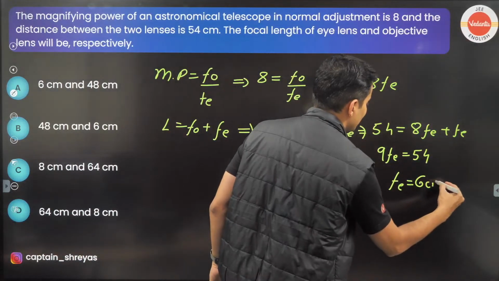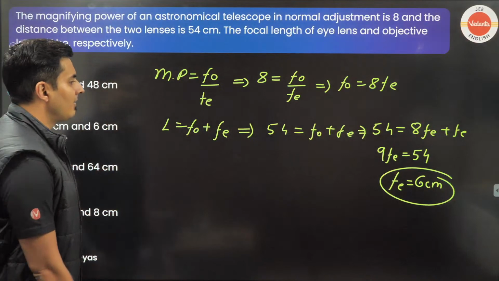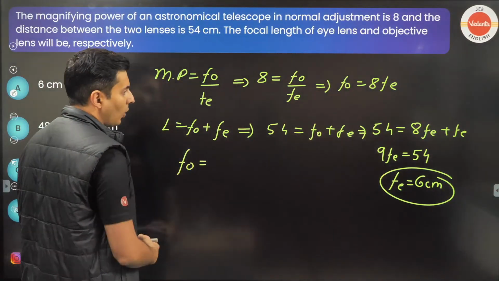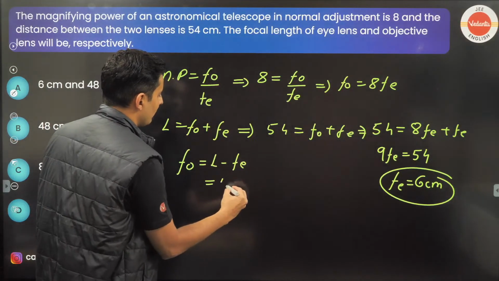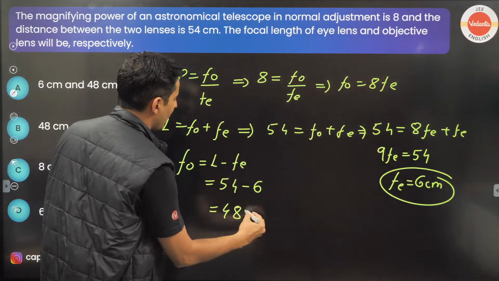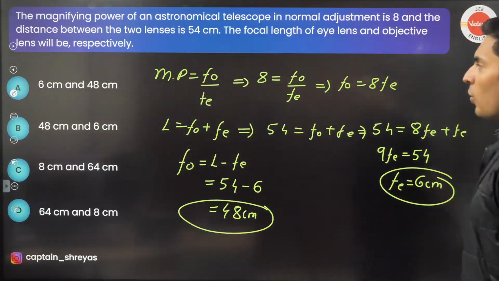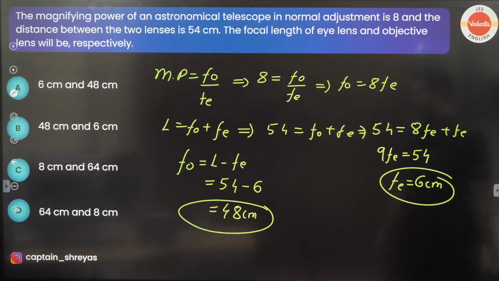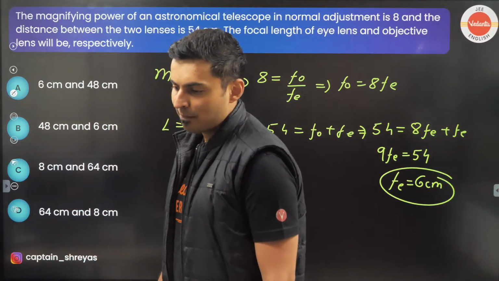6 centimeters. If this is 6 centimeters, you can easily find the value of F0. F0 will be nothing but length minus Fe, so it will be 54 minus 6, which is 48 centimeters. So that is the other focal length which you got. So where is it? 48 and 6 centimeters. Yes, option A. Perfect, Bhargav. Excellent. Very good.